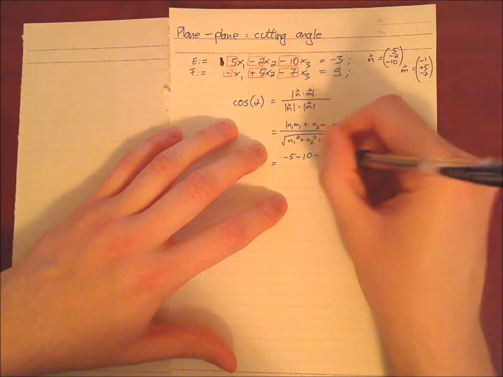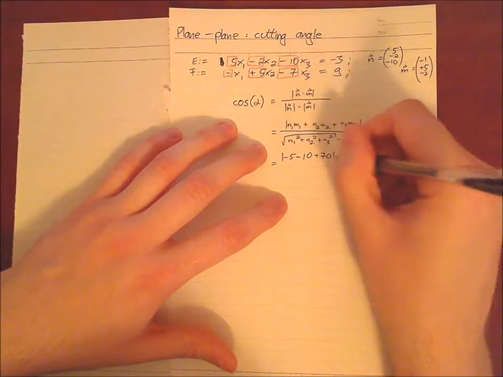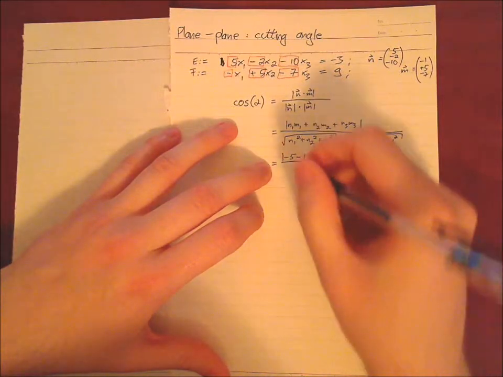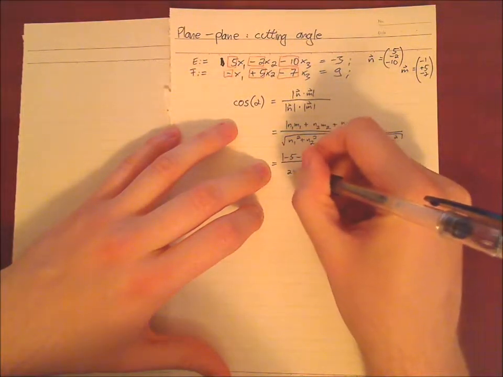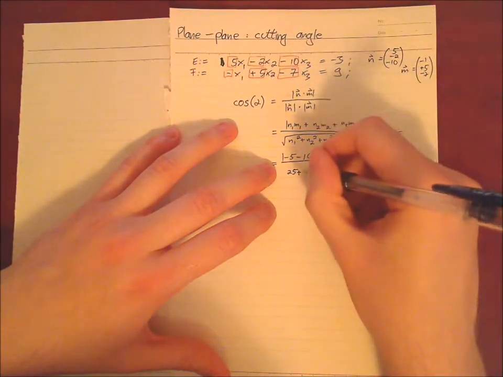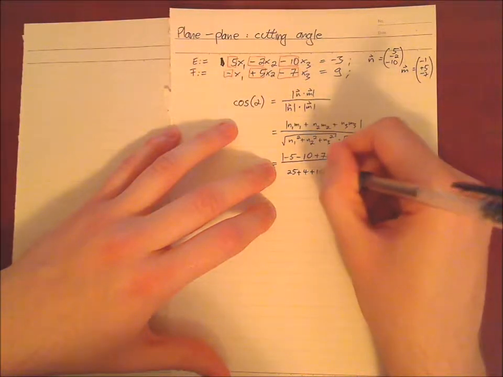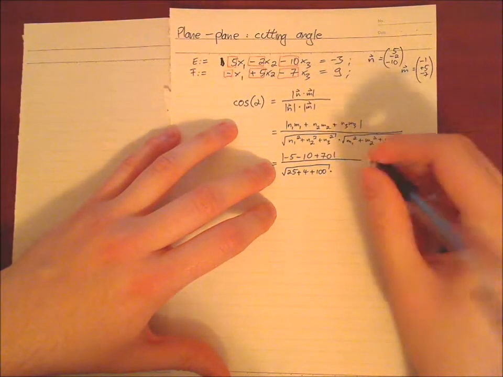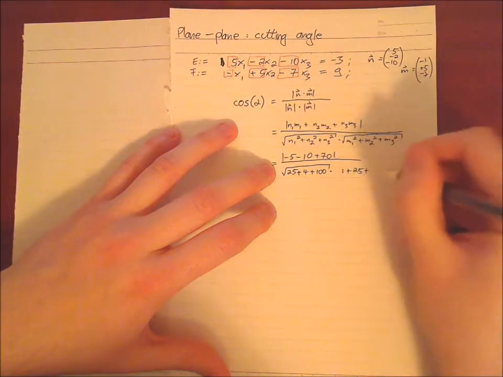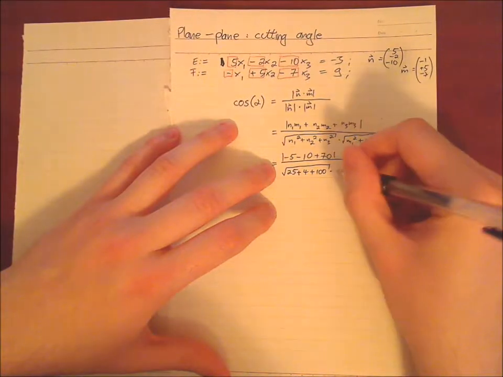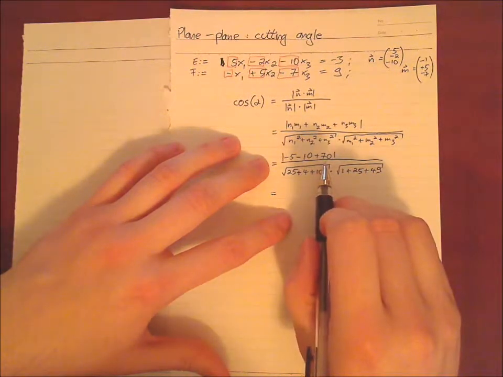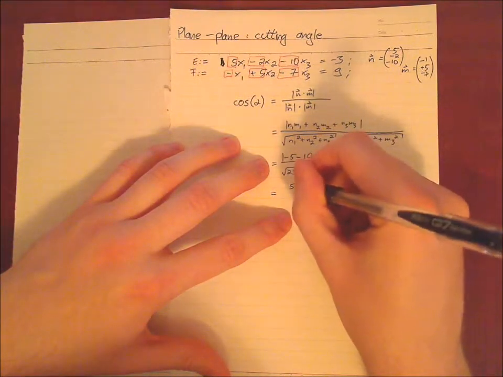Minus 10 times minus 7 is plus 70. Take the amount and finish here. Now, n1 squared is 25 plus n2 squared is 4 plus n3 squared is 100. Then take the square root, times. Now 1 squared is 1 plus 25 plus 7 squared is 49. Then take the square root. Then 70 minus 15 equals 55.